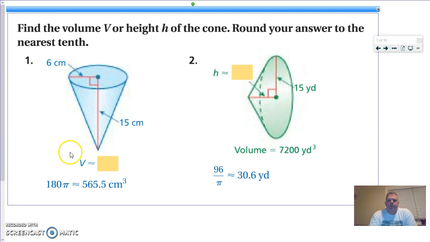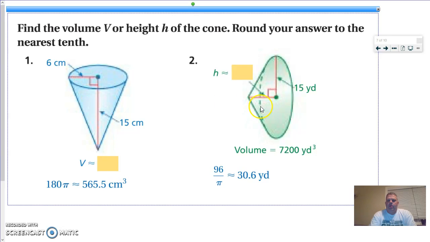Hopefully you had time to come up with some answers. In this first one, we have 6 squared, which is 36. We can take that times 15 and then divide by 3, which would give us 180 times pi, which is also 565 1/2 cubic centimeters. We could also take 36 divided by 3 right away and get 12. 12 times 15 is 180, and we would still get the same answer. Remember, multiplication is able to be done in any order.